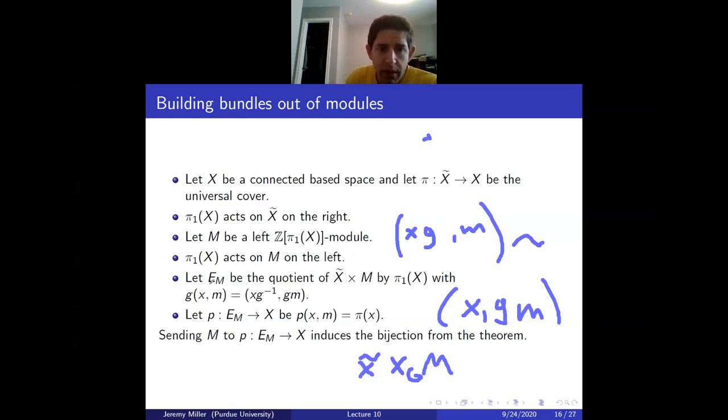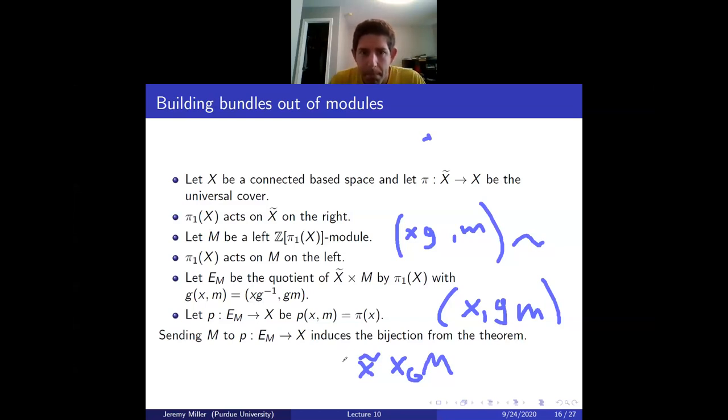Okay, so given a module, we get this space. This space comes with a natural map: you just project onto M. This isn't a product bundle, but it's a quotient of a product bundle, and this projection is well defined. So the theorem says that there's a bijection between isomorphism classes of modules and bundles, and sending a module to this bundle is one of the two bijections in the theorem. Any questions on this construction?